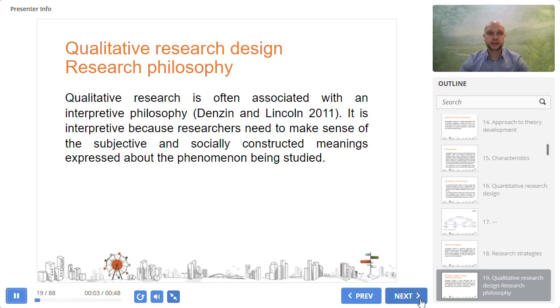Qualitative research design, research philosophy. Qualitative research is often associated with an interpretive philosophy. It is interpretive because researchers need to make sense of the subjective and socially constructed meanings expressed about the phenomenon being studied. Such research is sometimes referred to as naturalistic, since researchers need to operate within a natural setting or research context in order to establish trust, participation, access to meanings, and in-depth understanding. Like quantitative research, qualitative research may also be used with realist and pragmatist philosophies.